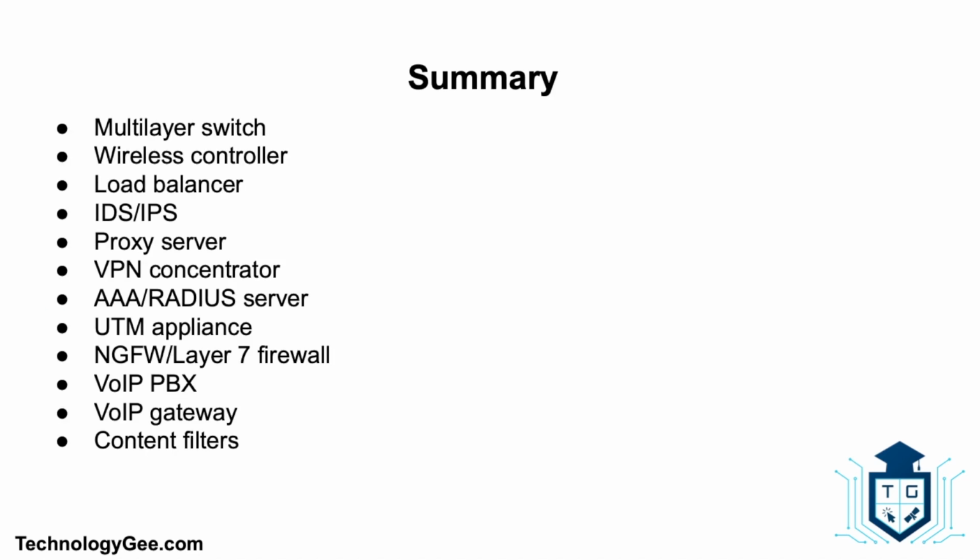So in summary, we have talked about advanced networking devices such as multi-layer switches, wireless controllers, load balancers, IDS, IPS, proxy servers, VPN concentrators, AAA RADIUS servers, UTM appliances, next-generation firewalls, VoIP PBXs, VoIP gateways, and content filters.